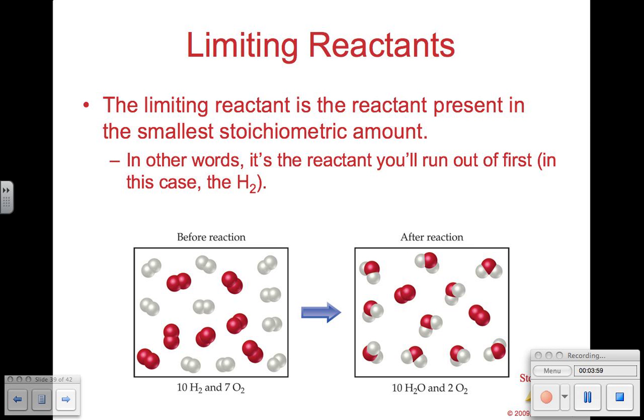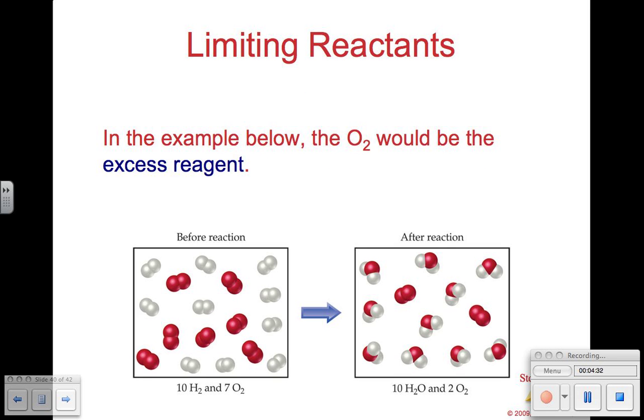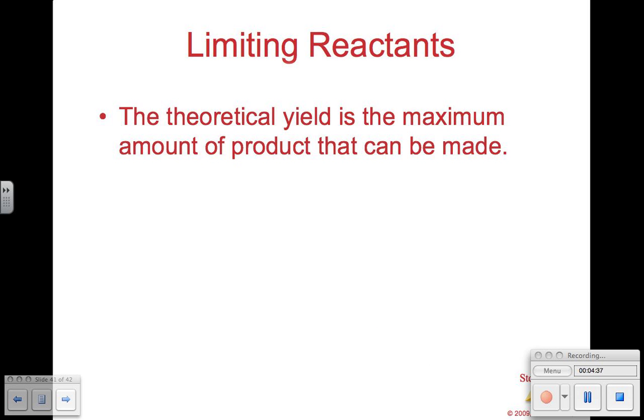So in this example, we're talking about numbers of atoms or molecules. We have 10 hydrogen molecules and 7 oxygen molecules. Well, the ratio when hydrogen and oxygen come together is a 2-to-1 ratio. So you're going to be able to make 10 water molecules and have 2 oxygen molecules left behind, because you only need half the oxygen as you do the hydrogen. So the oxygen in this case is the excess reagent or reactant.